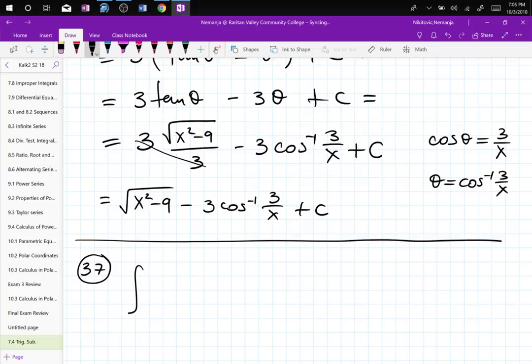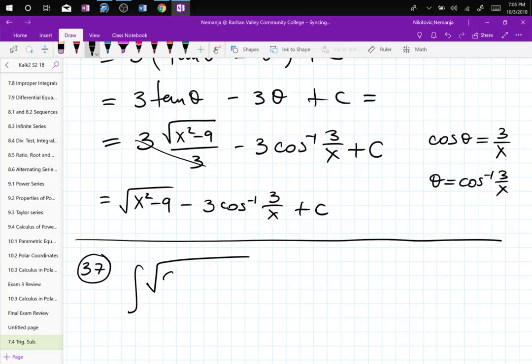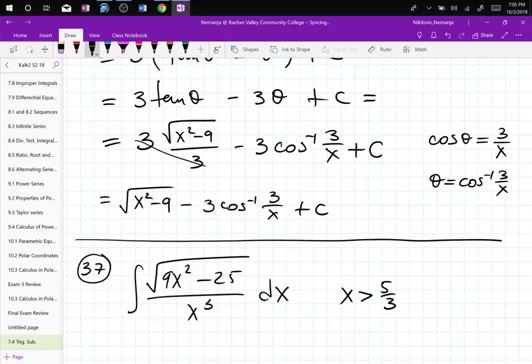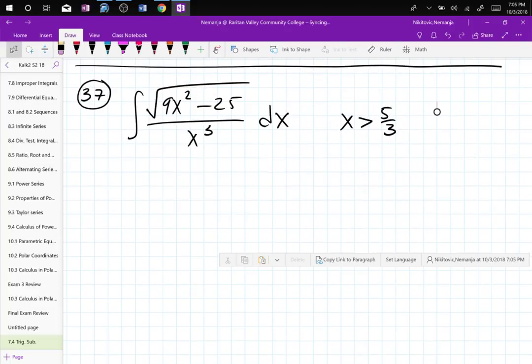Integral of, holy nightmare, 9x squared minus 25 over x cubed dx. X bigger than 5/3. Since you asked, there we go. We'll make sure we add that.